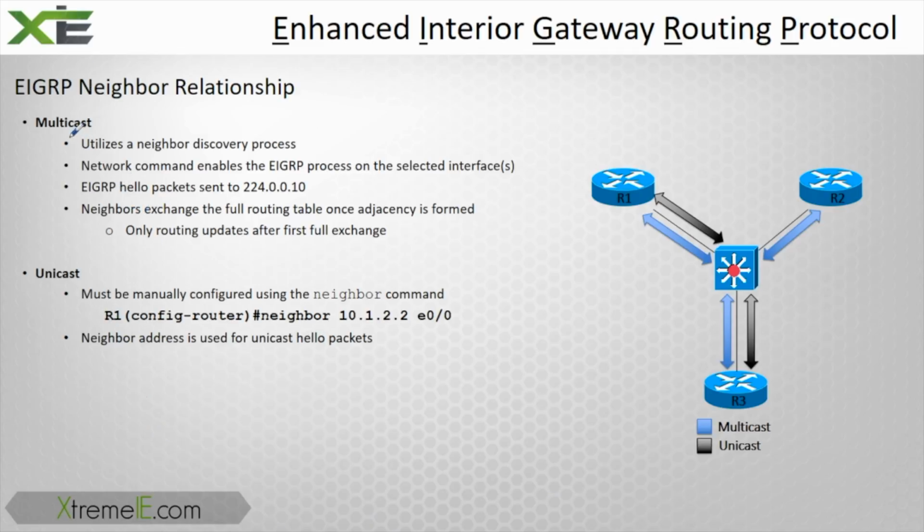Now, if you're going to have a basic multicast relationship, which is the default, so when you type the network command, this is going to be the default neighborship that you're going to have in EIGRP. So you go in and you say network, and then maybe that network is going to be 10.1.1.0, and maybe you do 0.0.0.255. So you enable it on all of your 10.1.1.0 interfaces. At that point, EIGRP is going to go into a neighbor discovery process, and it's going to do that by sending these hello packets to 224.0.0.10.